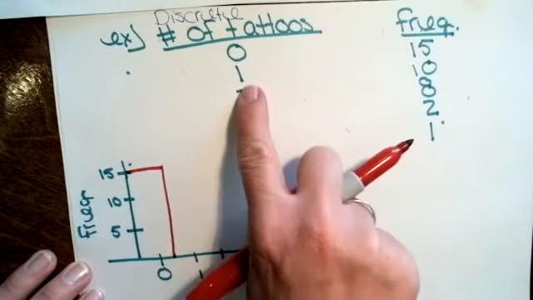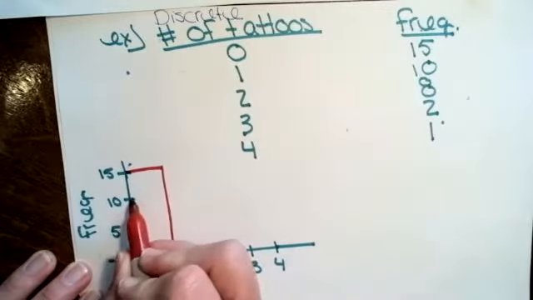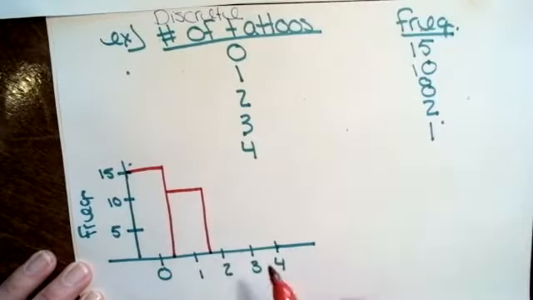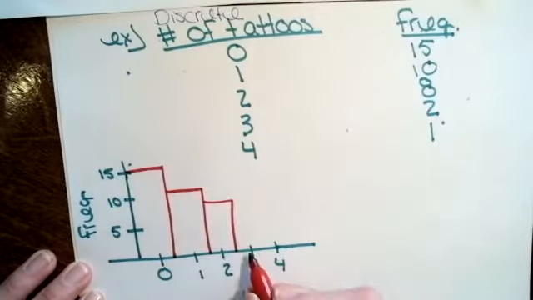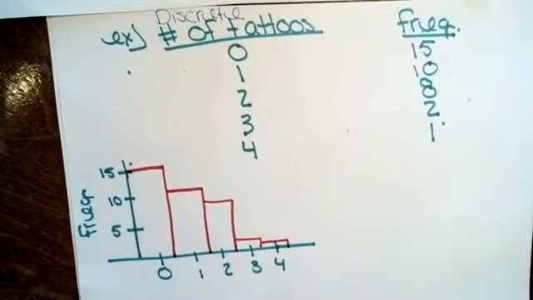Okay, and then the next one, so people that had 1 tattoo, the frequency is 10. So my bars are going to connect. I'm just going to draw 1 bar right off the other one. And then 2 tattoos, I have 8. So just like this. And then 3 tattoos is 2. And then I have 1 person here. So this is my histogram.